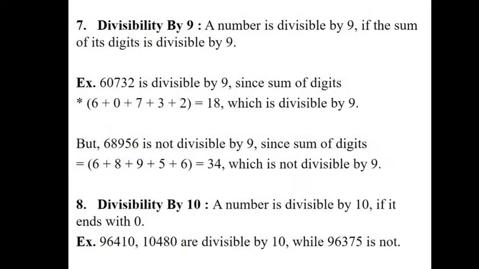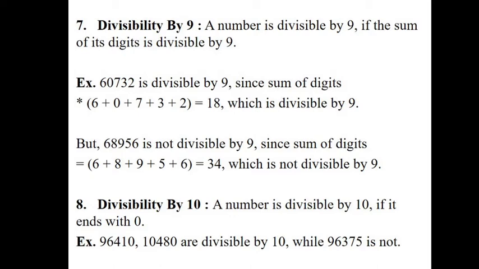Okay. So, divisibility rules for 9. The number is divisible by 9 if the sum of its digits is divisible by 9. The same rule applies for 3. The number given is 60732. The sum of digits is 18. 18 is divisible by 9. So the number is divisible by 9.